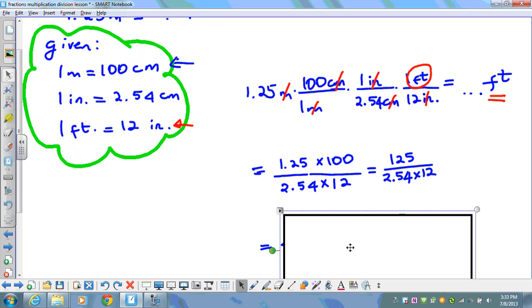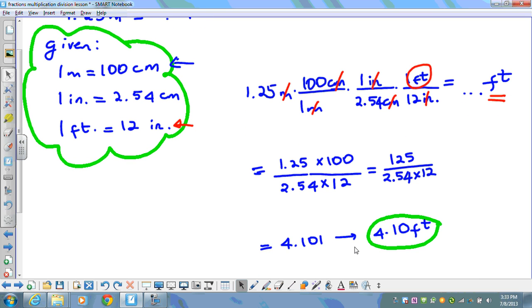that's before we enter it into the calculator, if you multiply by 100. And if you enter it into the calculator, you get something like this. We want 3 significant figures, so we're only going to use these 3 digits, 4.10 feet.